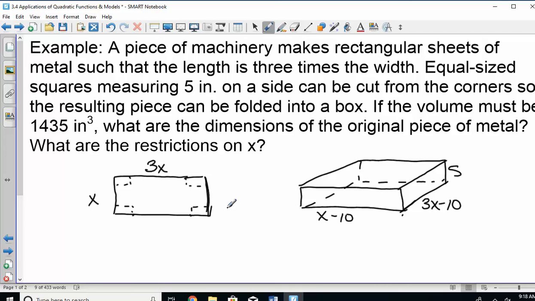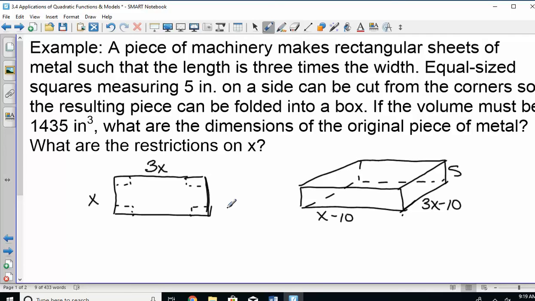Okay. So if you think about the piece of paper I cut, before I cut, this whole side was X. But then I took 5 off this end and 5 off this end, so I removed 10 total. So it's X minus 10. This one was 3X, you cut 5 off here and here, so now it's 3X minus 10. When you fold it, the height of the box is just the width of that square that you cut out. So that's my height, which is 5.